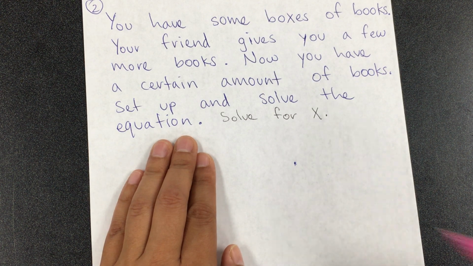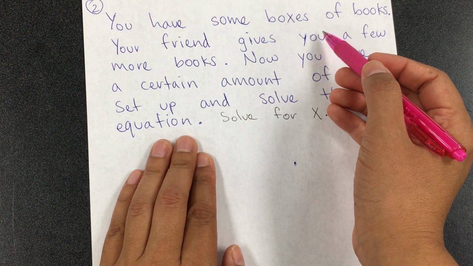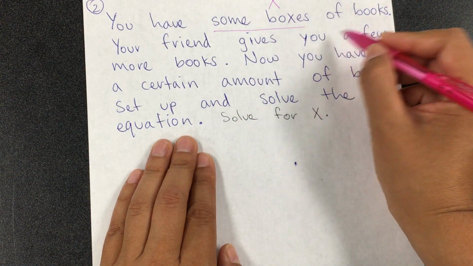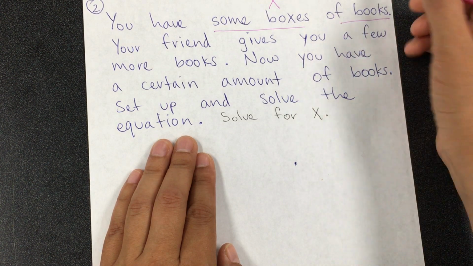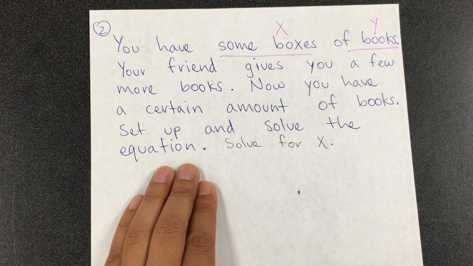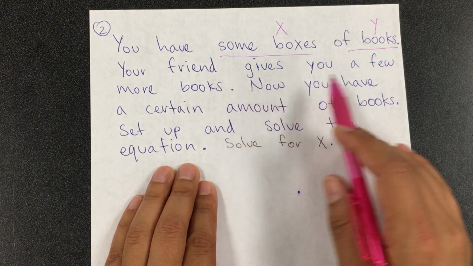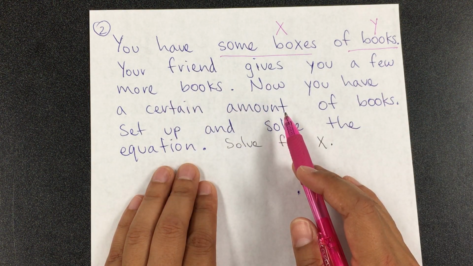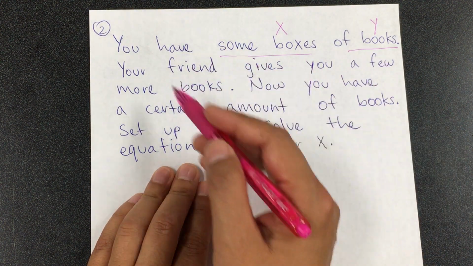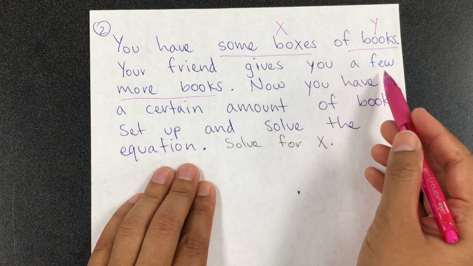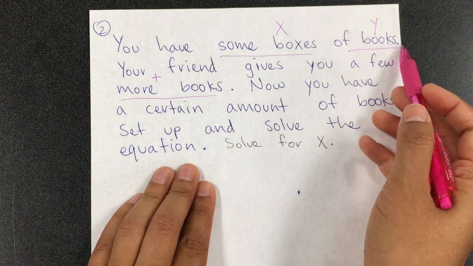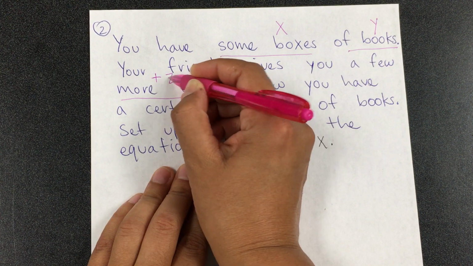So in here, first of all, it says you have some boxes. Do we know how many boxes? No, so that immediately represents X. Some boxes of books. Do we know how many books? No, so we put Y to represent the number of books in each box. Your friend gives you a few more books. We don't know how many, and those are not inside of the boxes or inside of other containers. So they give you a few more, so that means that you're going to add, and it's not the same in here, so it's going to be another variable.